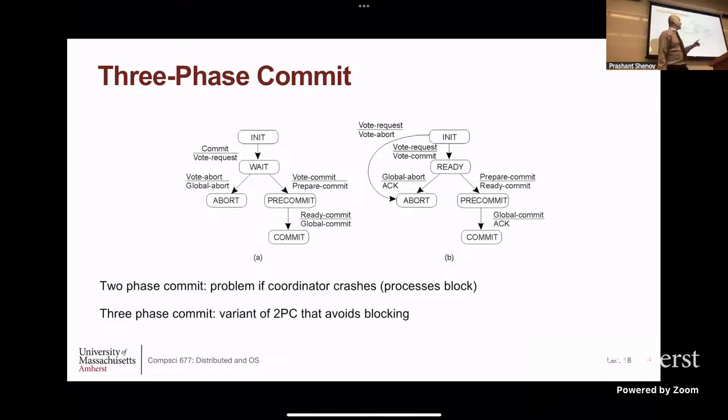It does help with the case where, after voting, a participant can crash, and then when it comes back up, it can make a decision. But if it doesn't even vote, there is a problem. So that's something to keep in mind. Okay. Yes.